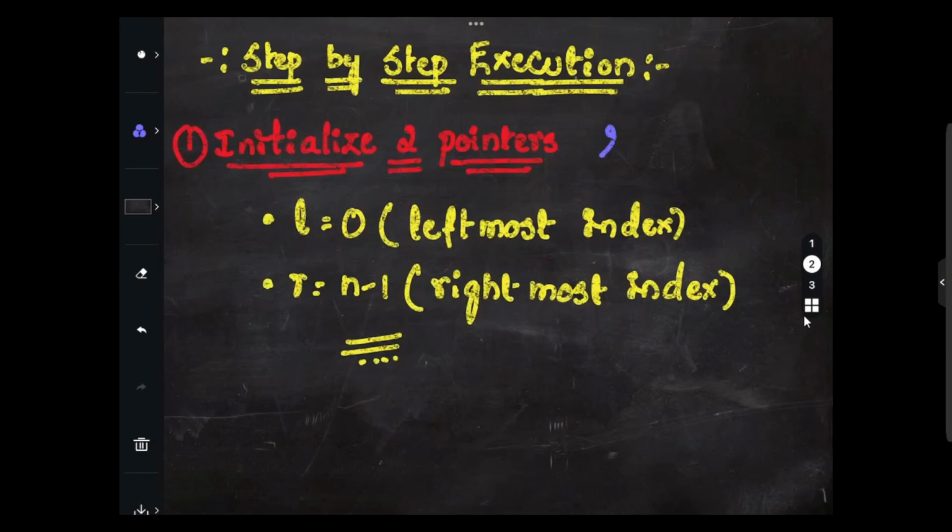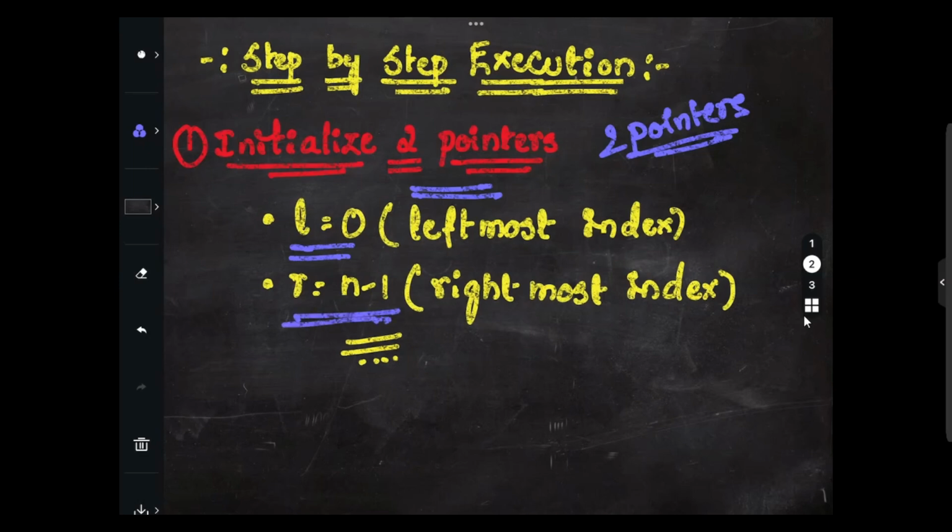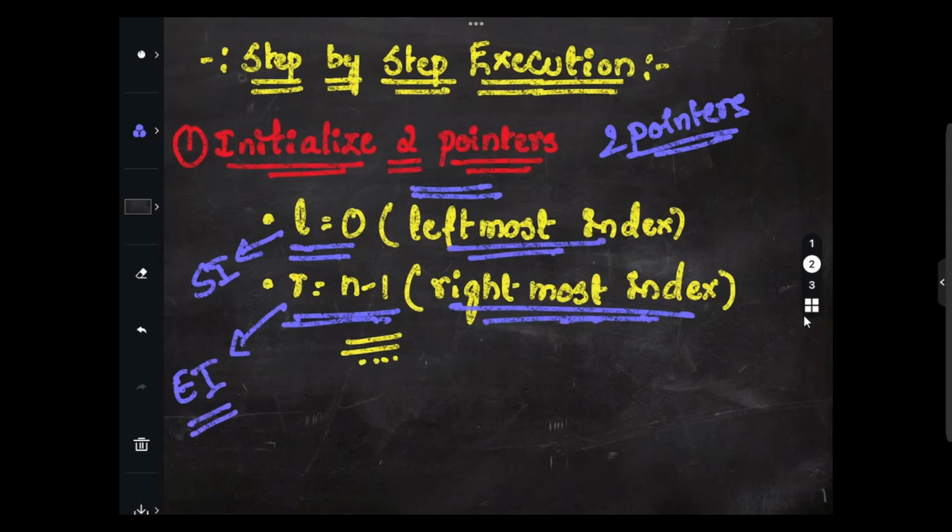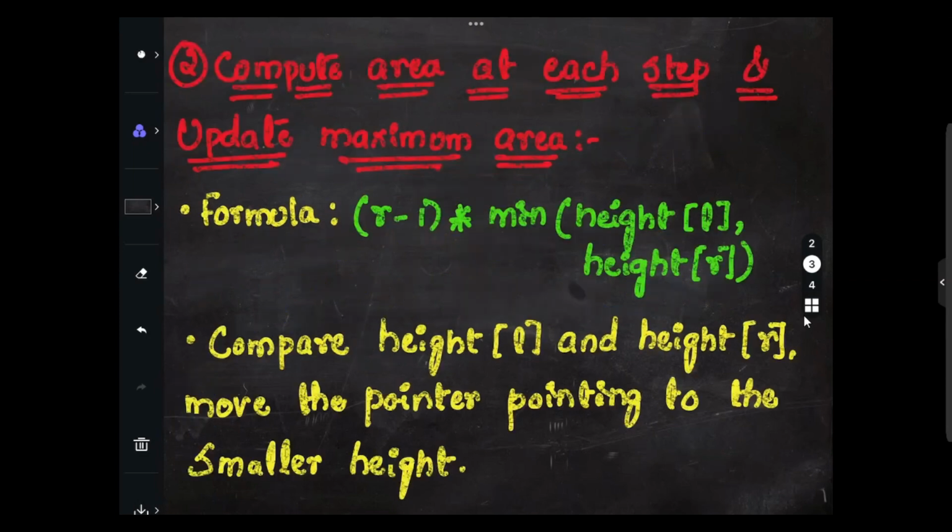First, as I've said, we will be making use of the 2 pointers here. So first, we'll initialize the 2 pointers. L equals 0, the starting index or the leftmost index. R equals n minus 1, the last index or the rightmost index. This is the starting index, and this will be the end index. We are making use of 2 pointers, L and R, left and right. So let's move on with the second step.